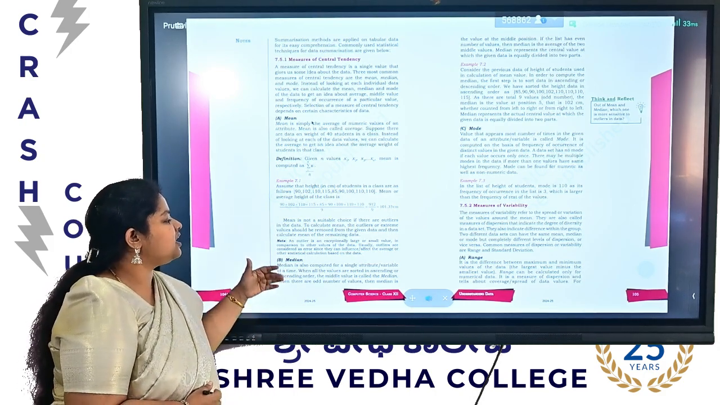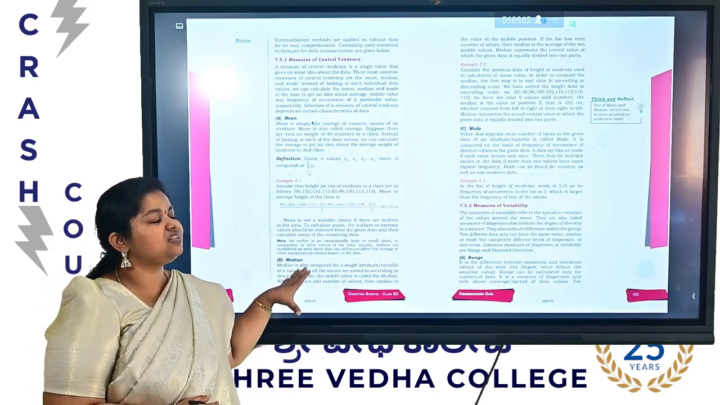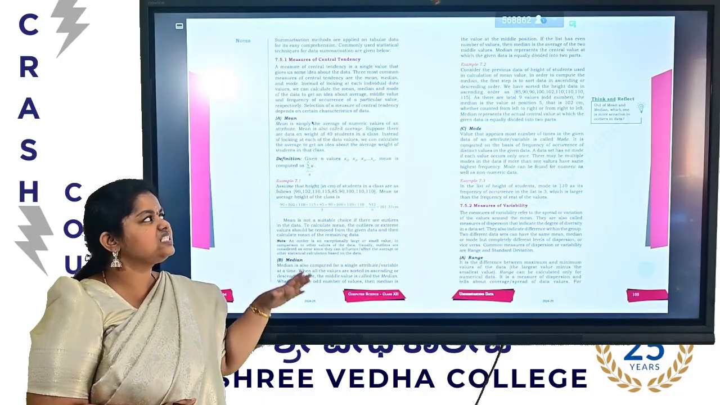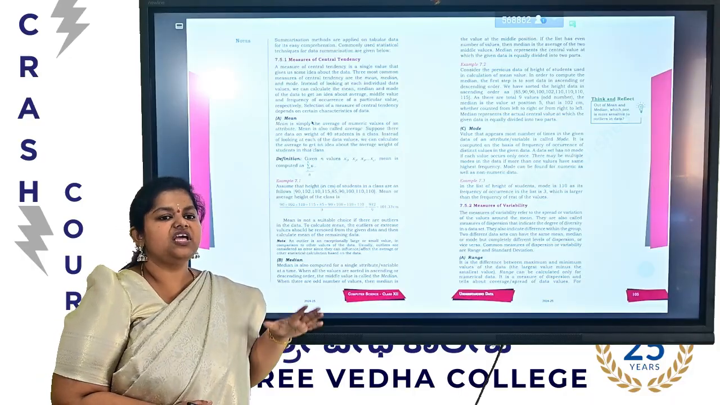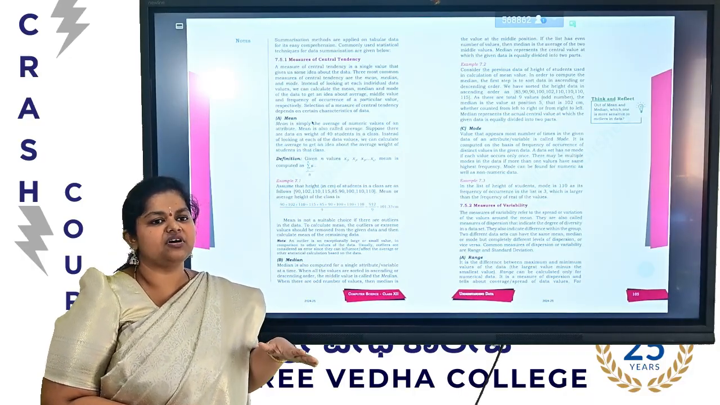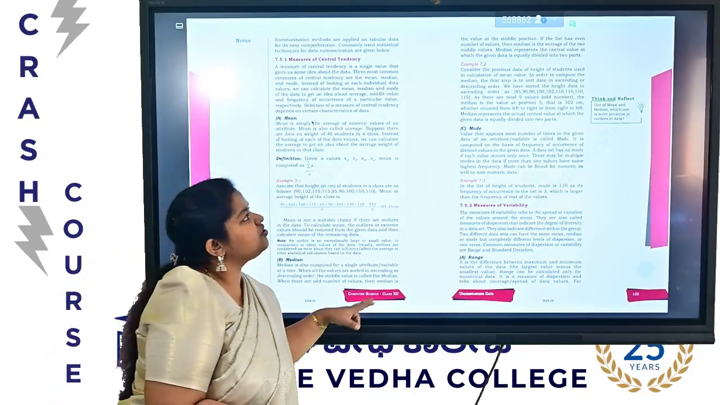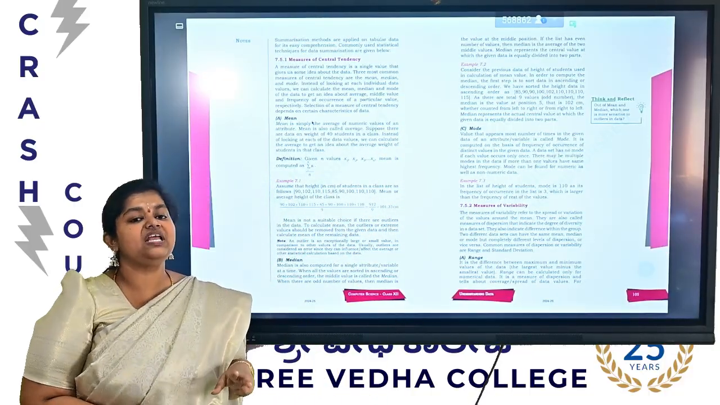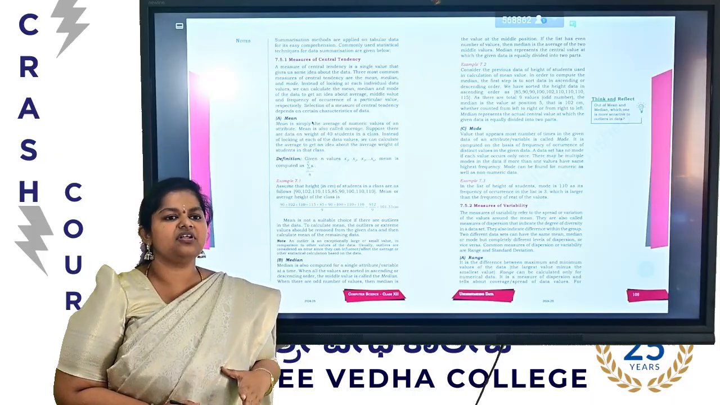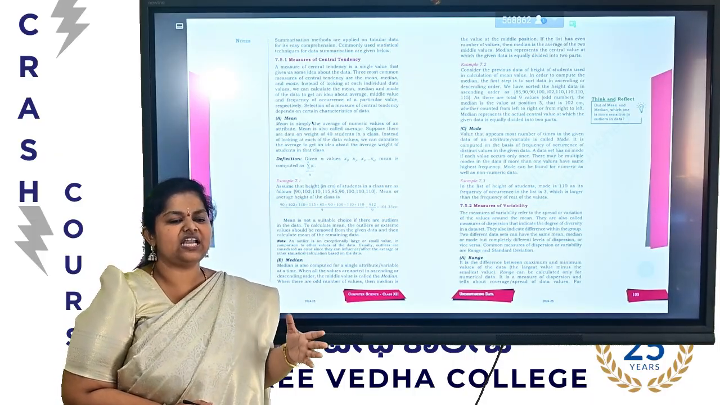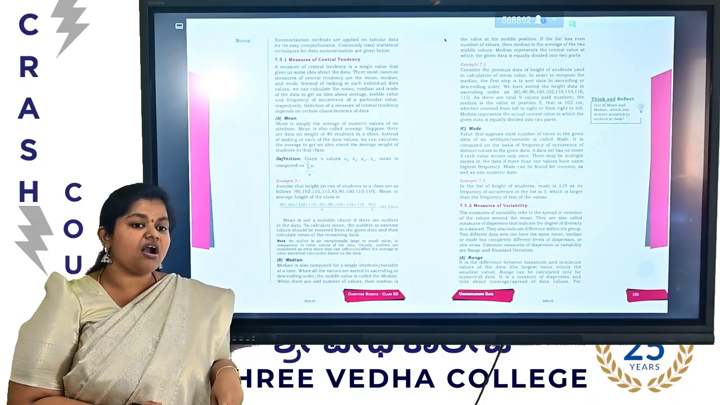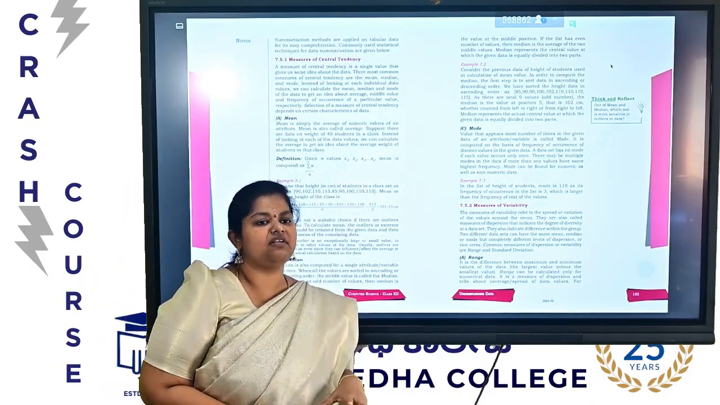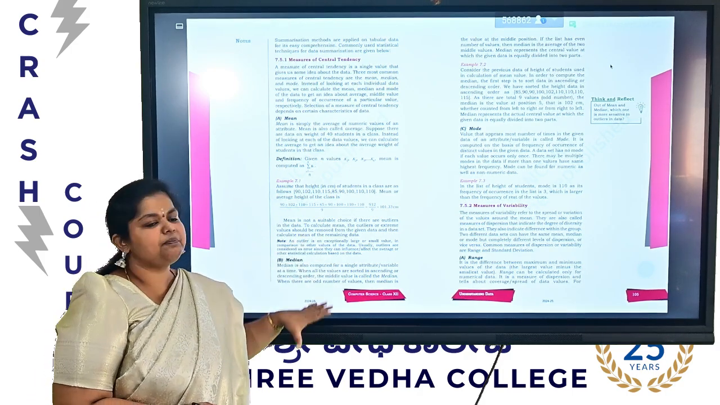Okay. Next comes the median. Median is nothing but the central value of the given list. If there is an even number of values, there is no problem. If there is an odd number of values, then there is a problem. If it is an even number, with equal halves, you can easily calculate the median as the average of the two middle values. That is how you get the median value.